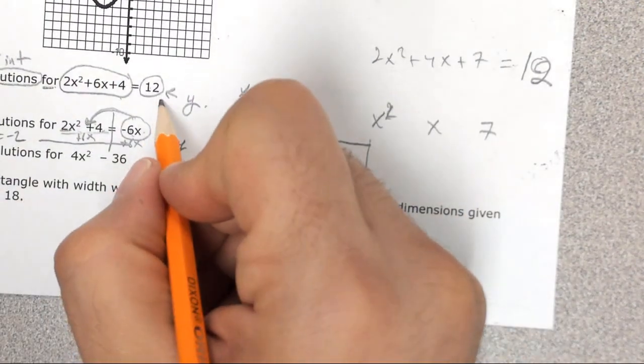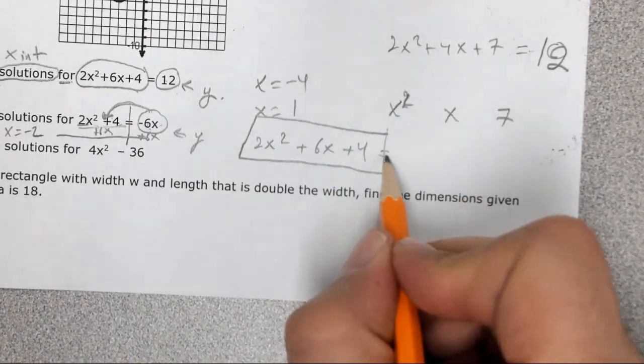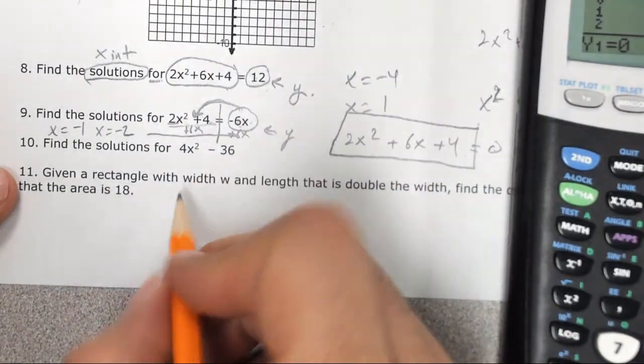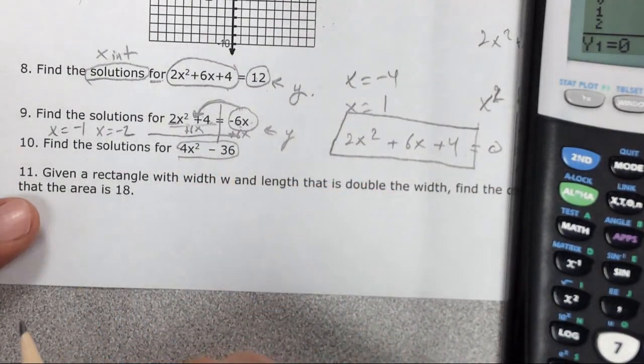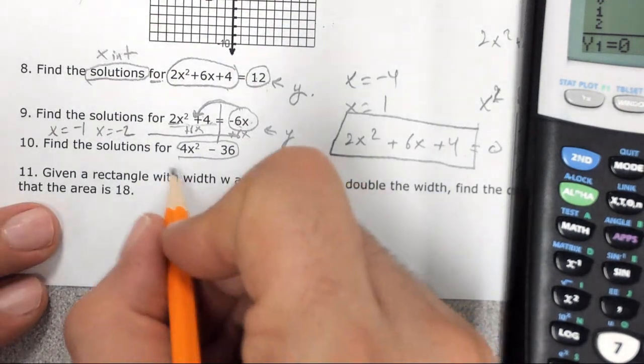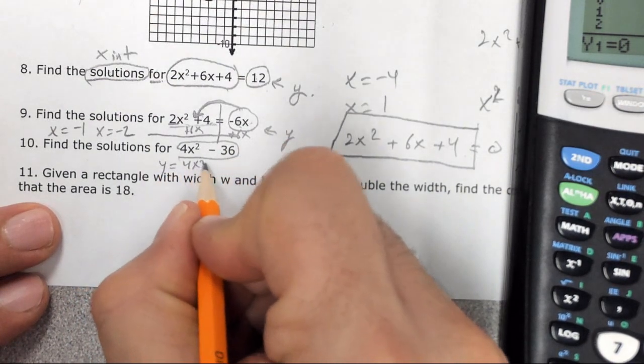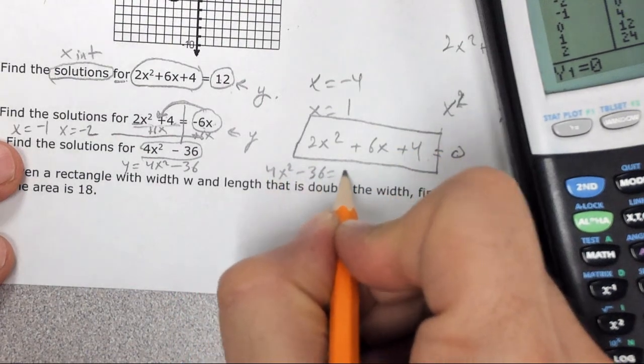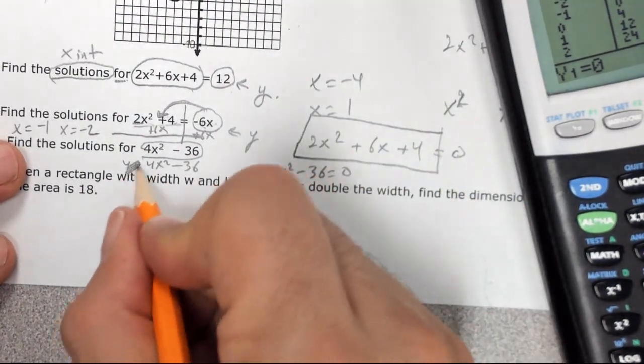So, with a number, you look for the number. If there's no number here, you look for 0. Alright, last one. Find the solutions for 4x squared minus 36. Again, this is exactly the same thing. Didn't say y equals. Didn't say it was equal to 0.